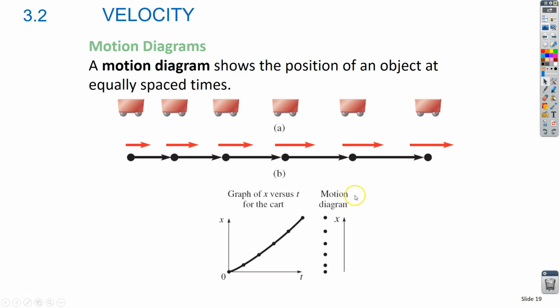We've done a little bit with motion diagrams already. This just shows the position of an object at equally spaced times, and so we know that this object is speeding up as it goes, and so we can see that in our motion diagram.